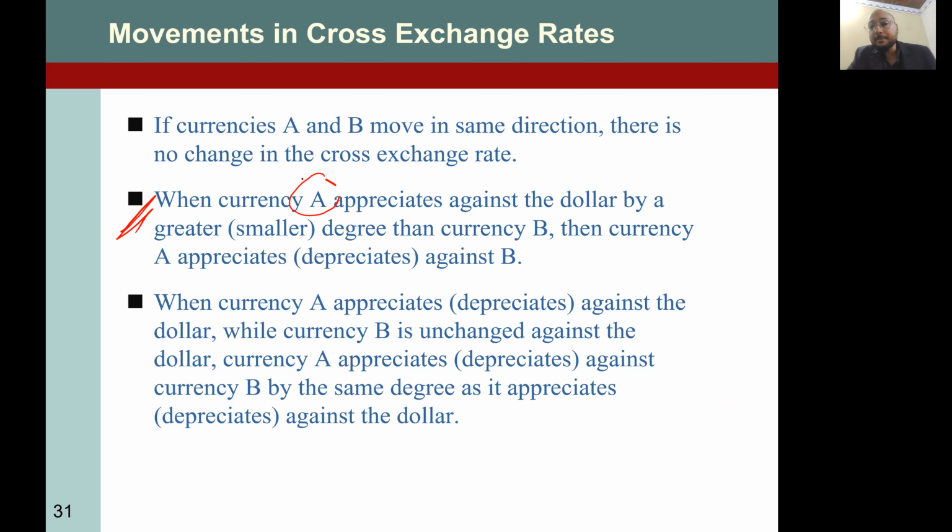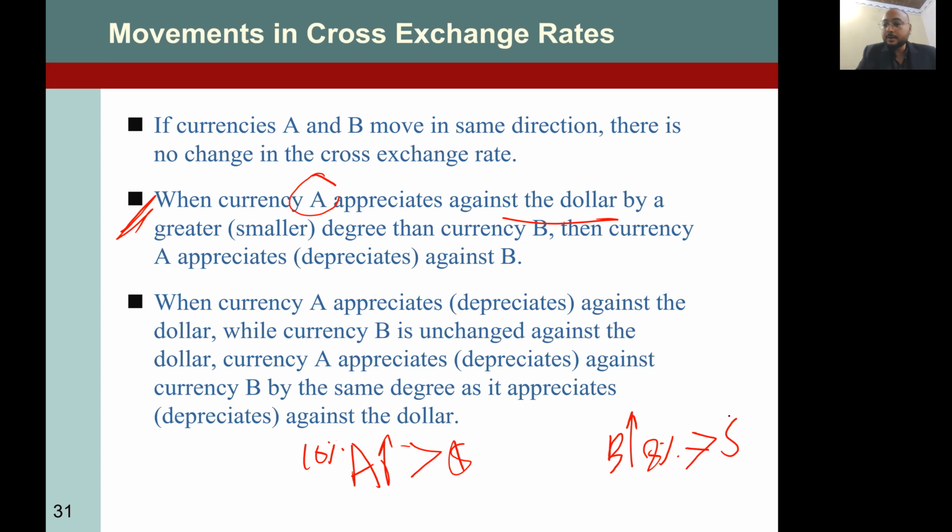When currency A appreciates against the dollar by a greater amount than B, for example, A appreciates 10% and B also appreciates 8% against the dollar, so A will be appreciating by B only 2%. Right? Greater amount.